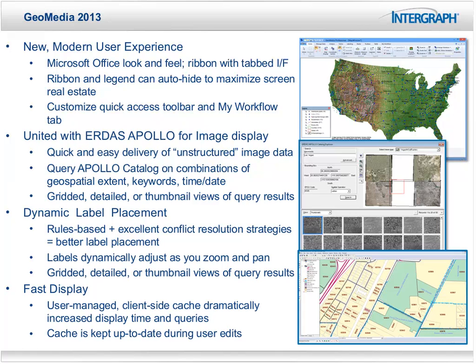The third thing that we've done for 2013 is update our labeling capabilities. Specifically, we've added the ability to have dynamic labeling. So you establish some rules. We've got some new conflict resolution strategies that give us better overall label placement, pretty much to the cartographic quality that you need for printing and plotting maps if you want. But as you move and zoom and pan around inside of the map window, those labels are going to dynamically adjust for you.